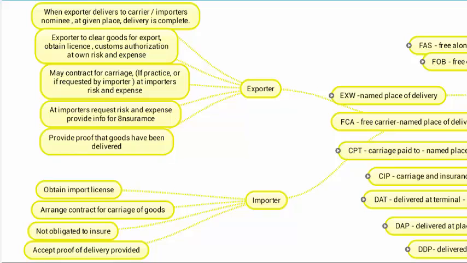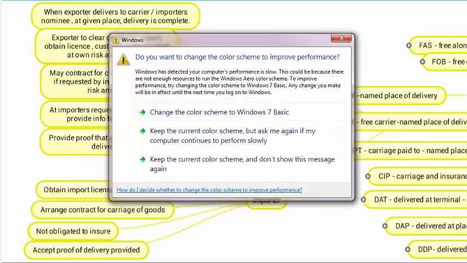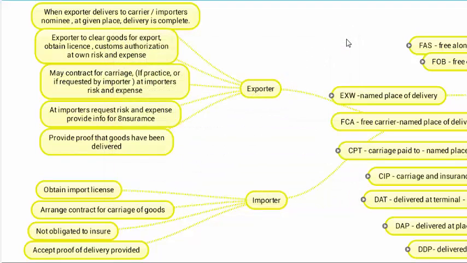What are the responsibilities of exporter? For an exporter, the delivery is complete when the goods are delivered to the carrier. Who could be the carrier? It could be the carrier arranged by the exporter or a carrier nominated by the importer. When exporter delivers to the carrier, importer's nominee, at the given place, delivery is said to be complete.